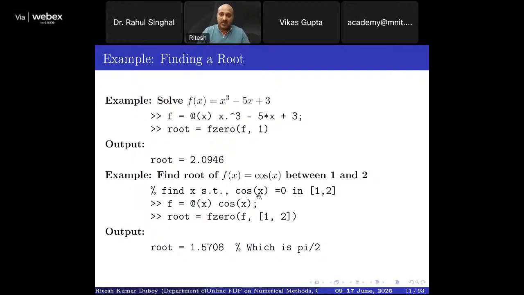And you can find another root. I'm considering this problem: you want to find the root of cos x in the interval 1 to 2. Again it is the same: you define the inline function f, with the syntax cos x, and then again call the inbuilt function fzero, pass the inline function f which you defined here, and give the range of the interval, and it will give you the root, which is approximately pi by 2.